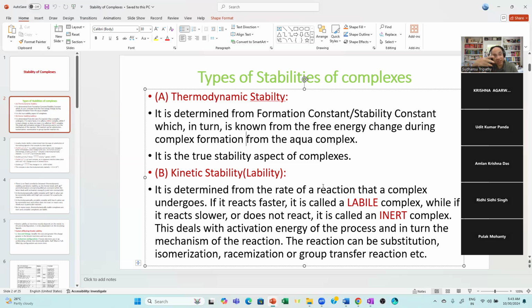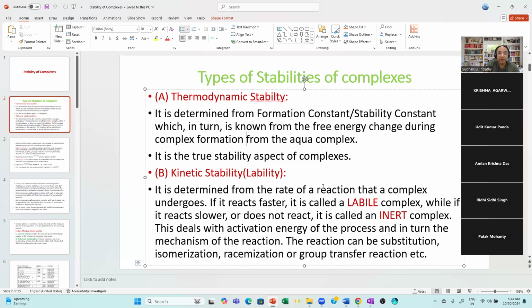A thermodynamically very stable complex with a high formation constant may be very labile. I mean, it will react very fast. If a certain complex reacts very fast, it is called a labile complex for a particular substitution reaction. And if a complex doesn't react or reacts very, very slowly, then it is called an inert complex. So thermodynamically, it may be very, very stable. It may not be an inert complex. It may be a labile complex for some substitution reaction.